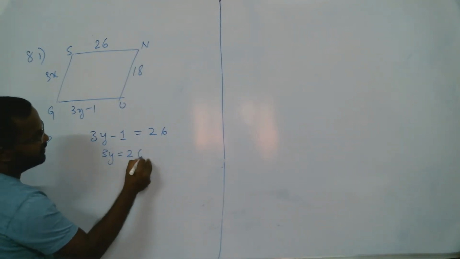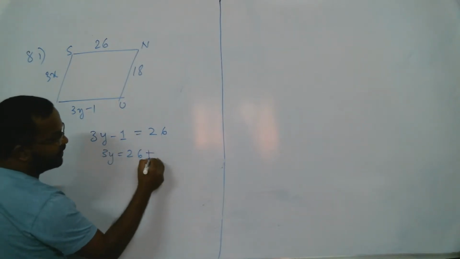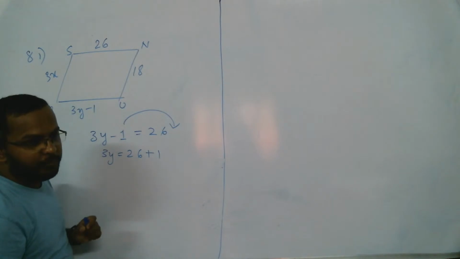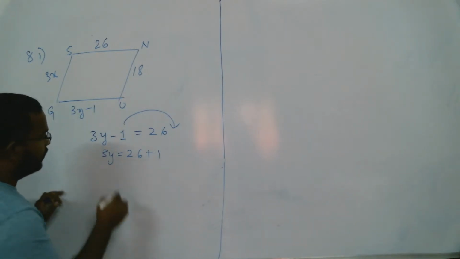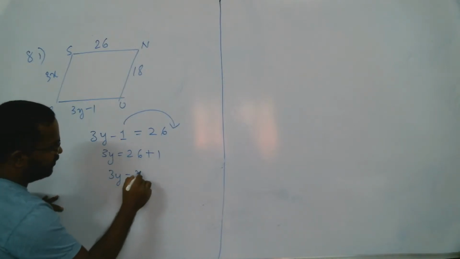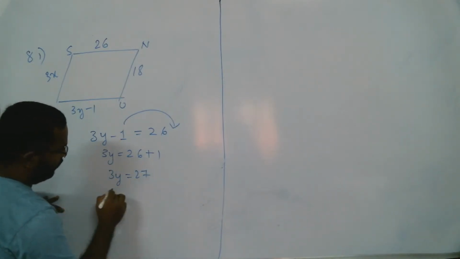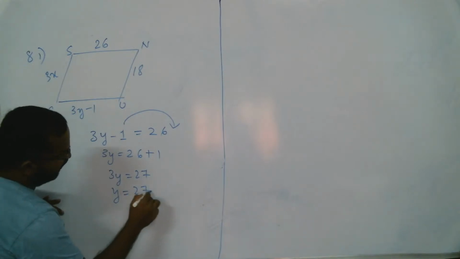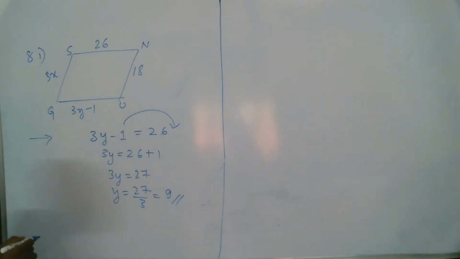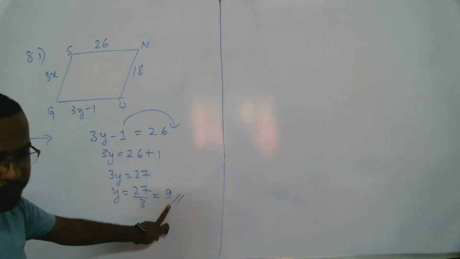3y is equal to 26, minus 1 will become plus 1 when you take it to the other side. Now 3y is equal to 26 plus 1, you will get 27. Then y is equal to 27 by 3. You will get how much? The value of y, you will get as 9.